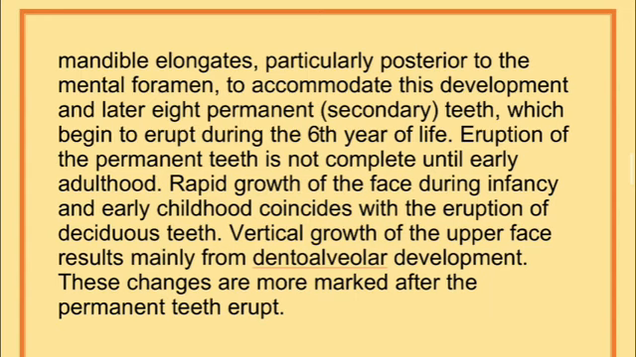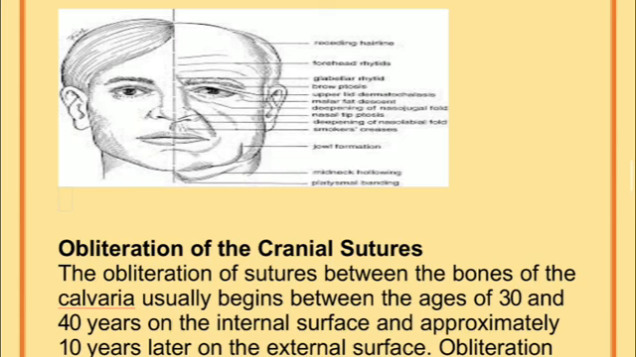Vertical growth of the upper face occurs usually from dentoalveolar development. So the changes that you see in the face are most marked after the permanent teeth erupt. Right here is an illustration of age changes that occur on the face. By your left, you can see the individual when he was much younger, then by your right, you can see the same individual when he's much older. You can see the face there.